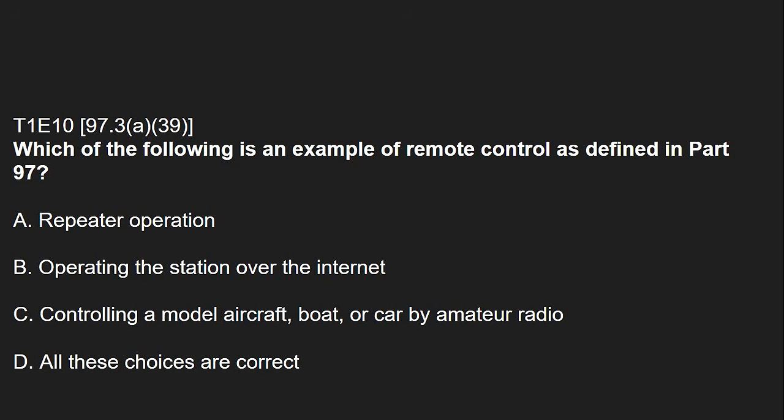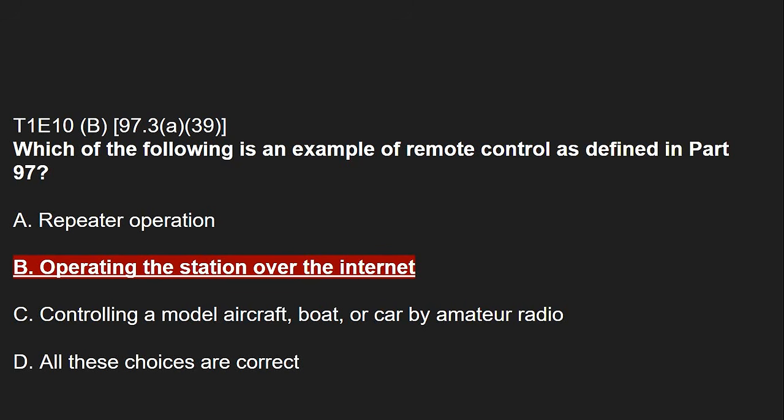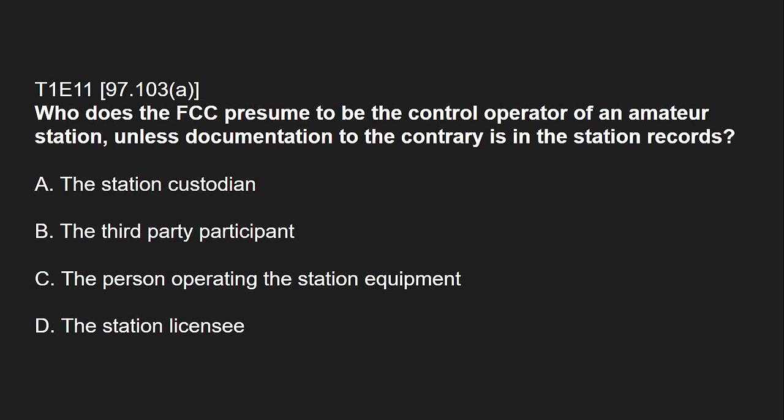T1E10, which of the following is an example of remote control as defined in Part 97? That is operating the station over the Internet. T1E11, who does the FCC presume to be the control operator of an amateur station unless documentation to the contrary is in the station's records? And that would be the station licensee.